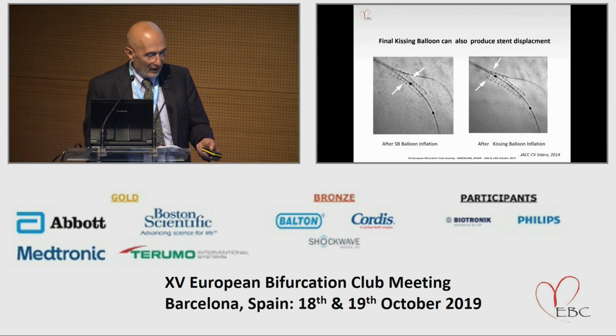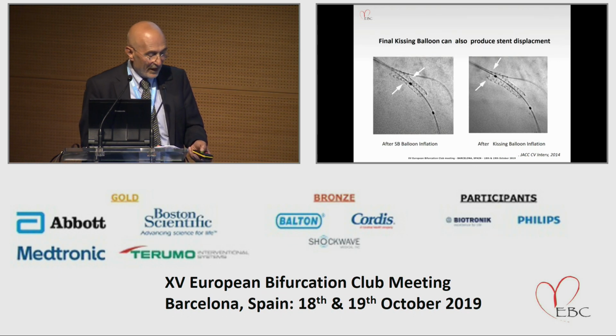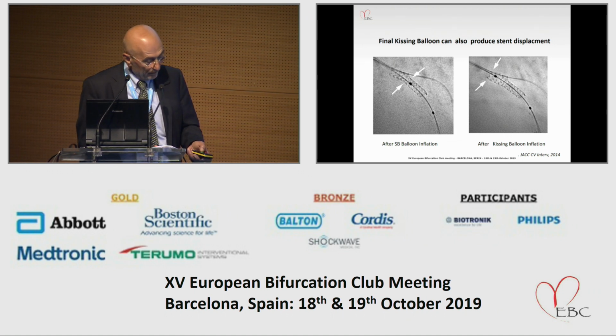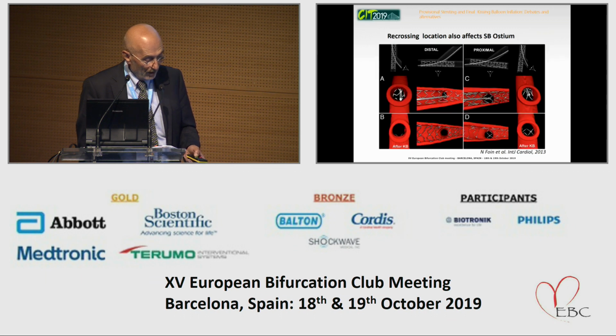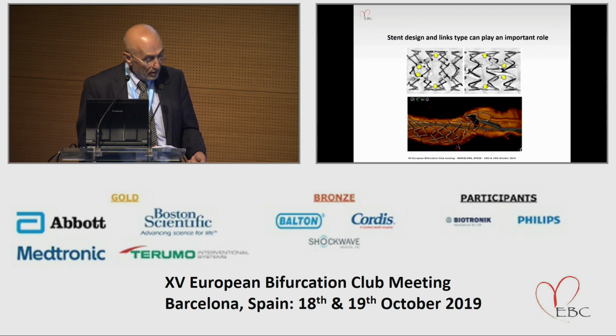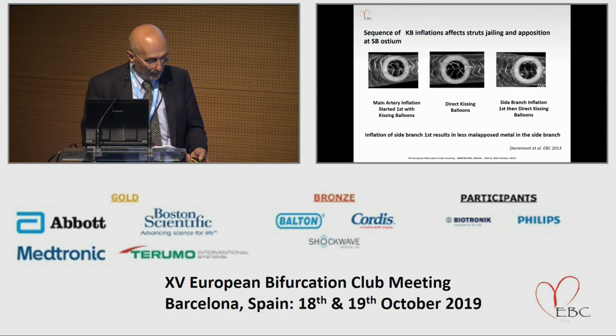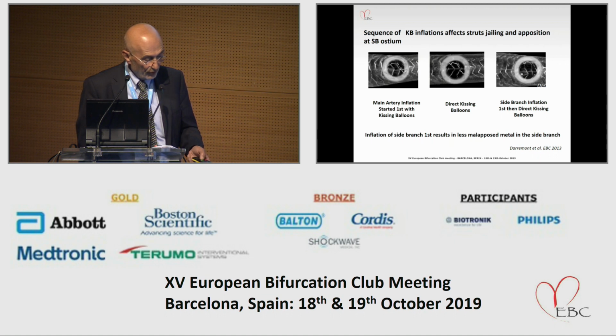But we know that the kissing balloon can deform. Every time you are crossing the strut of the stent, the stent can be deformed or malapposed, and it depends on where you are crossing, as has been shown before. It depends on the design of the stent also. Sometimes you are crossing distally, but you can deform the stent equally. It is not guaranteed to cross distally and have no deformation.